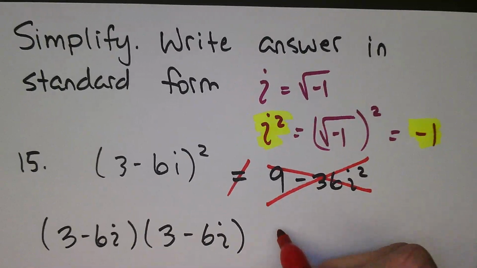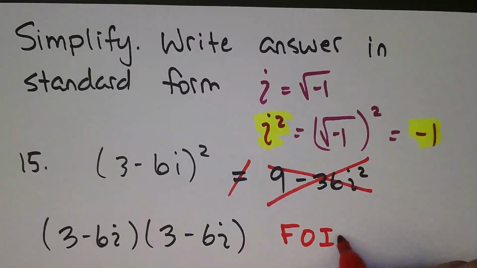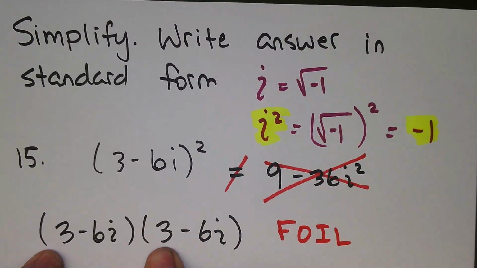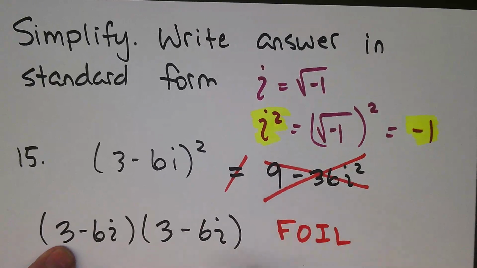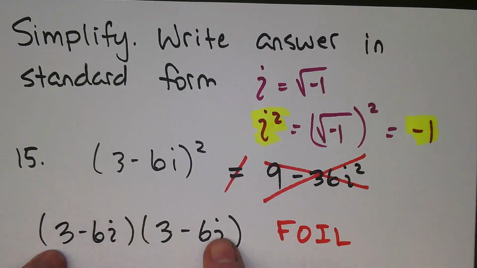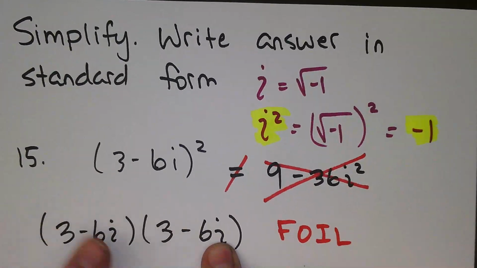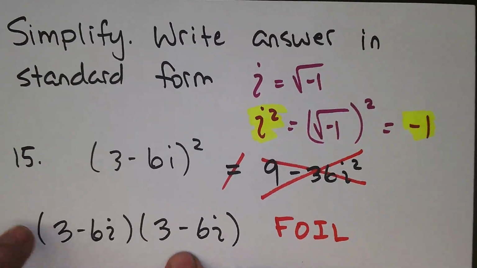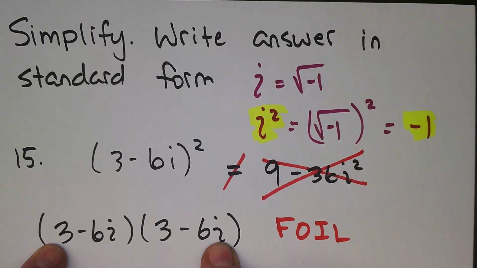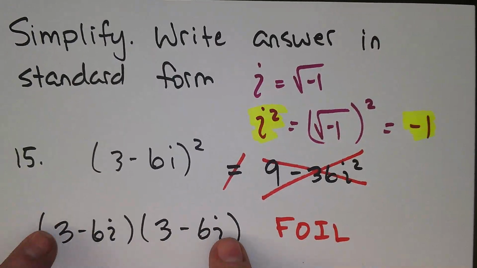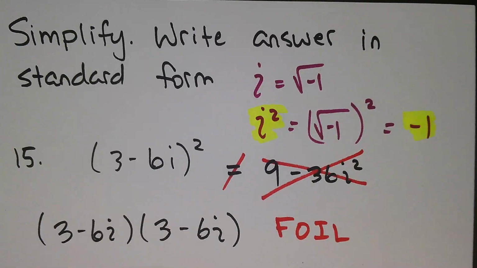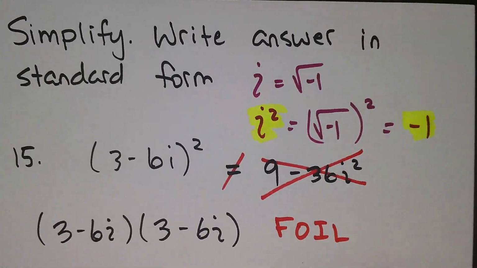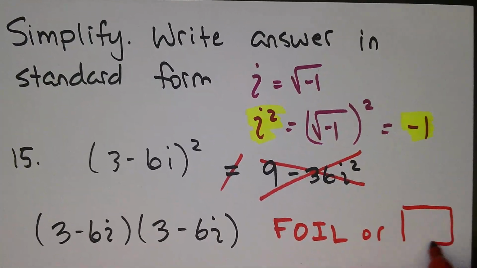So you got two options. You can either FOIL, which means you multiply your first terms. So you will get the 9. 3 times 3 is 9. And then you multiply your outer terms, 3 times a -6i, -6i times 3. And that's what you're missing here. You're missing all those middle pieces that you get from the first and the last, and then the outer terms, the inner terms. I actually prefer to use an area model.